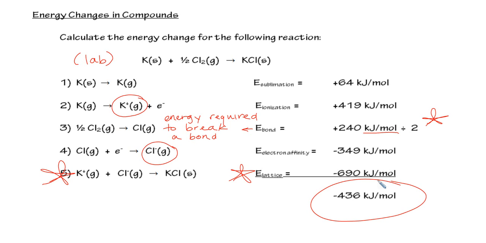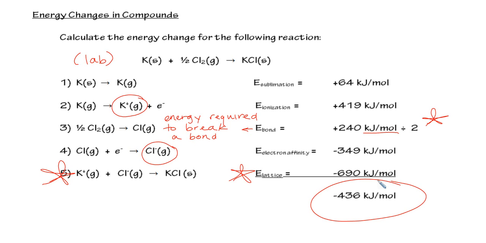It's impressive, huh? Now we should note, too, that when we form the ionic compound, we release energy. If I wanted to break that ionic compound, I would need to add 436 kilojoules per mole to separate the ions. So it's like the opposite sign of the delta H. When I form the compound, I release energy. If I wanted to separate those ions, I would have to add the same amount of energy.